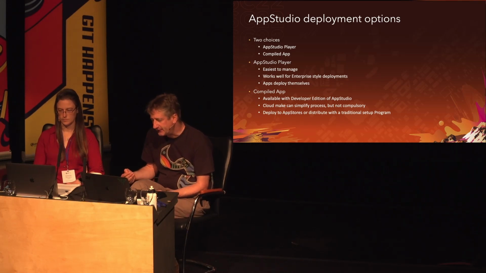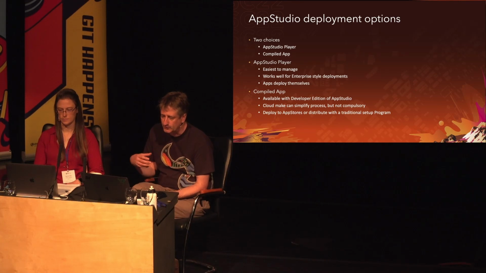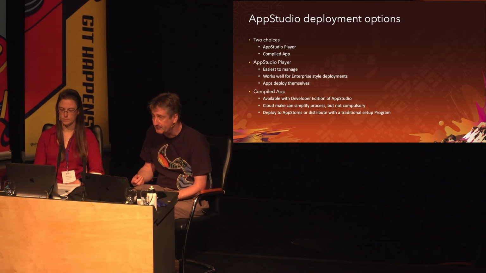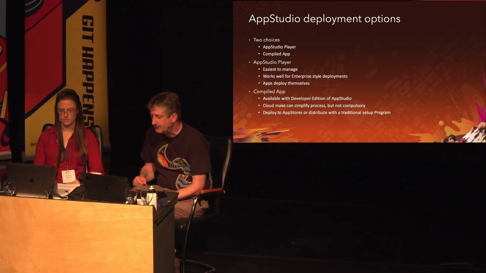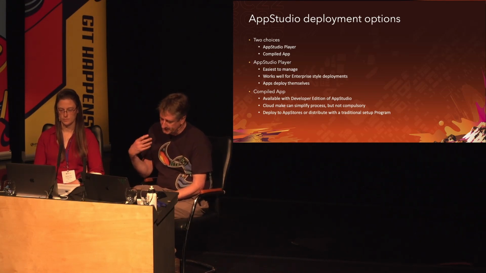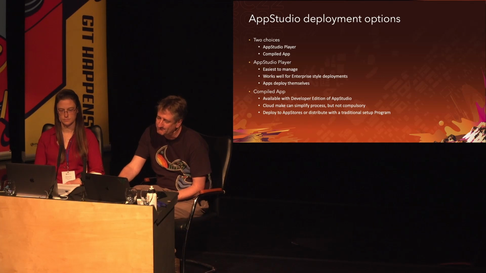Probably the easiest way of doing this is to use the AppStudio Player. So this works well for enterprise-style deployment. So you just log into your enterprise and the app configuration is brought into your app for you. So they deploy themselves effectively. But if you want to go down the route of compiling your app into a sort of a traditional installer, that's an option which is available with the developer edition of AppStudio. And there are different building methods, so you can have all of the different platforms to deploy it yourself, or you can use cloud make options as well, which then you can deploy to the App Store to distribute your applications using a traditional setup program.